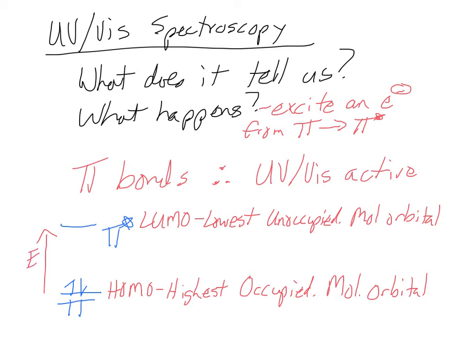So UV vis tells us there's pi bonds. And what happens in the UV vis experiment is an electron in those pi bonds gets excited. It goes from pi to pi star. Bonds don't break. But we go from pi to pi star, and we can see that energy as it comes back down. HOMO and LUMO are ubiquitous terms: the HOMO is the highest occupied molecular orbital of those electrons, and the LUMO is the lowest unoccupied molecular orbital, so that's the lowest empty space.